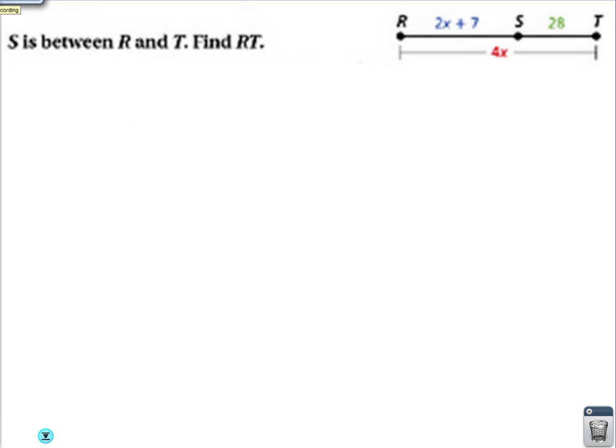S is between R and T. Find the length of RT. You might want to, on this problem, put a big star on this. We're starting something today that you're going to be doing the rest of the year.